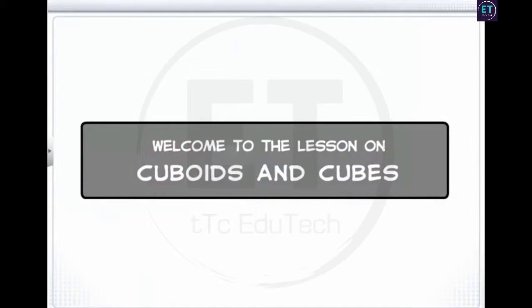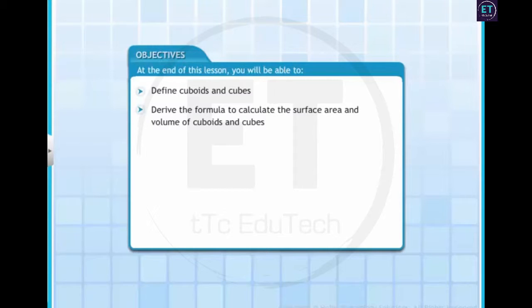Welcome to the lesson Cuboids and Cubes. At the end of this lesson, you will be able to define cuboids and cubes and derive the formula to calculate the surface area and volume of cuboids and cubes.